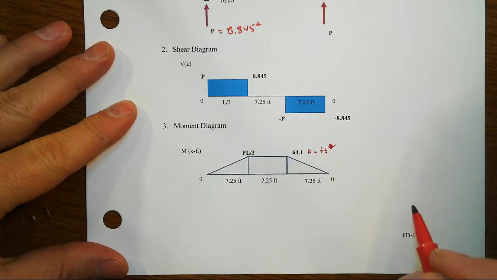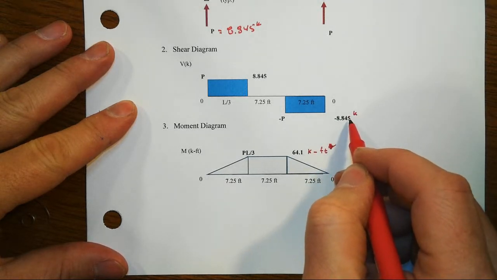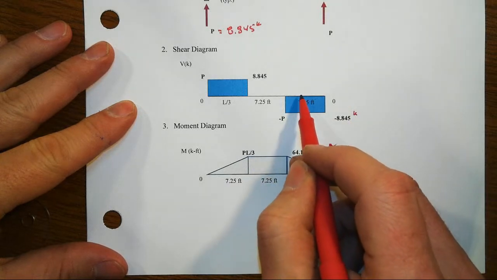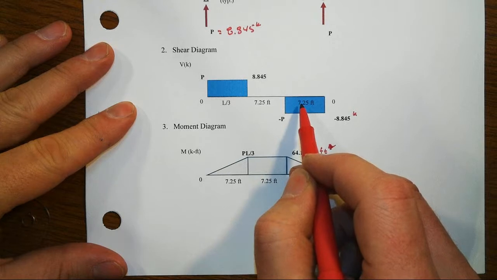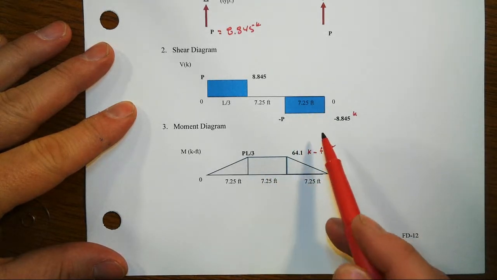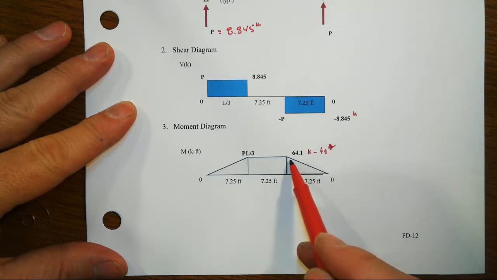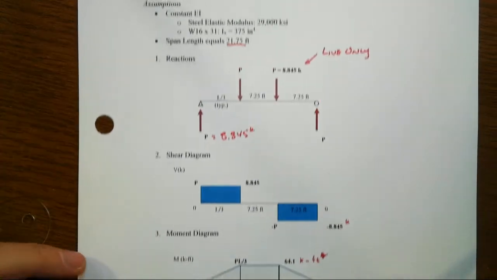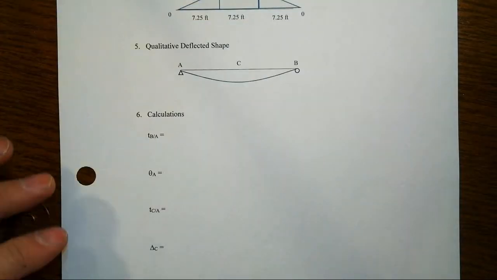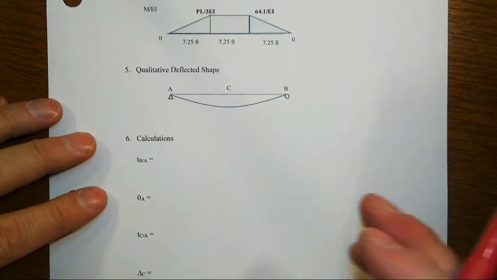Not kip-feet cubed just yet. It's a moment only. We've got the 8.845 kips over here, a rectangle. That's the change in moment. There's 7.25 feet in this span, so that's the change in moment going from 0 to the left. Then that negative value becomes positive, because we're going right to left. That would be that increase. There's your 64.1. It's actually rounded to that. Some rounding business there.